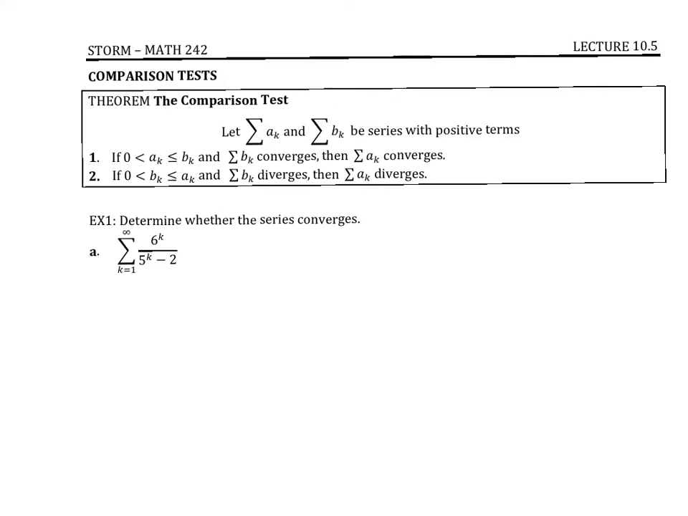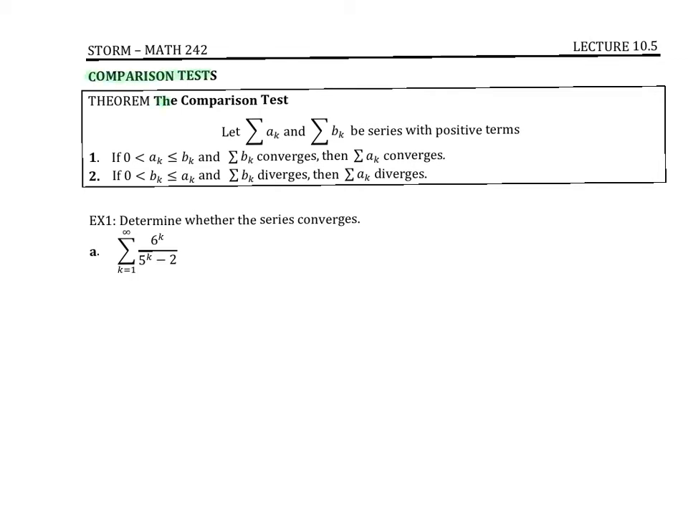So we're going to continue on with some more comparison tests. Remember, the goal here is just to determine whether a series converges or diverges. If it converges, we probably won't be able to figure out what it converges to. The most we can do is say, does it converge, or does it eventually approach a number, or does it diverge? The first test we're going to look at, and these are just two tests, is our comparison test.